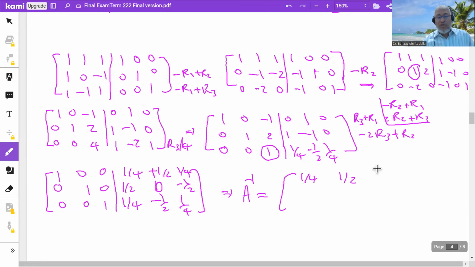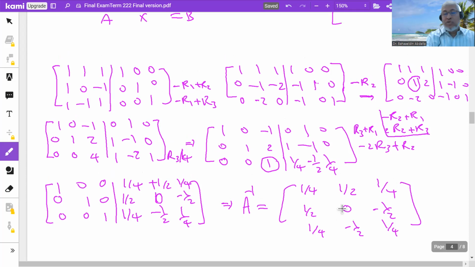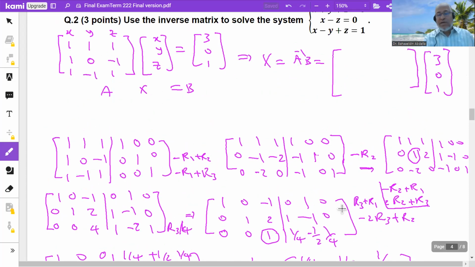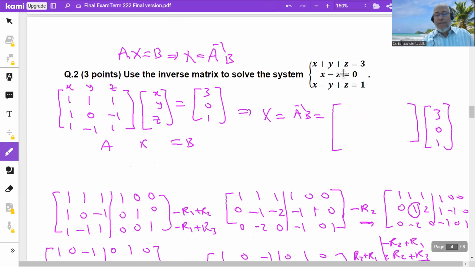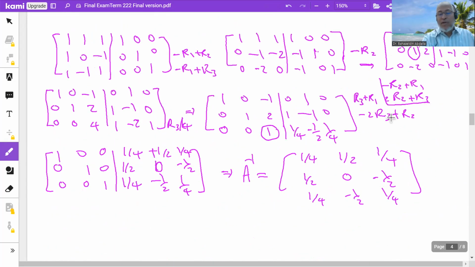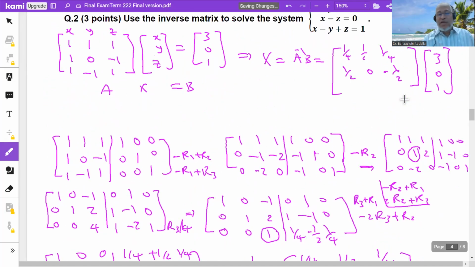1 over 4, 1 over 2, 1 over 4, 1 over 2, 0, negative 1 over 2, 1 over 4, negative half, 1 over 4. That's A inverse from the calculator, and now by my calculation too, so I can go back and write it here and find the answer. So 1 over 4, 1 over half, 1 over 4, and then half, 0, negative half, and then 1 over 4, negative half, 1 over 4.